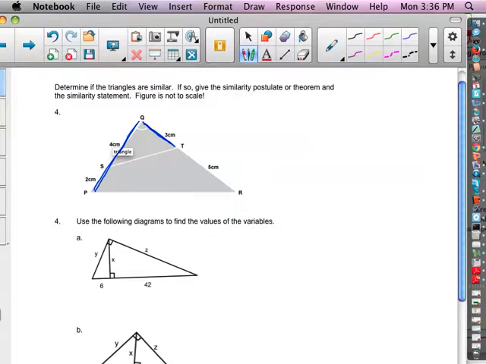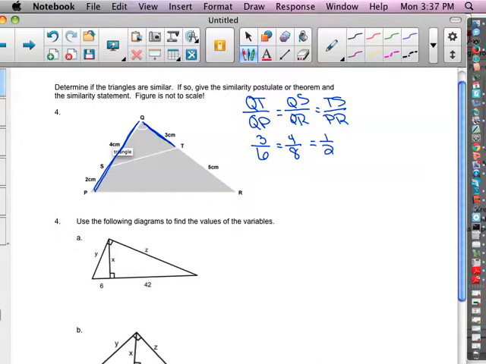So if we look at this, we're going to say that QT is to QP as QS is to QR, and then TS is to PR. So if you look at that, QT is 3, QP is 6, and then QS is 4, QR is 8. And they both reduce to 1/2.